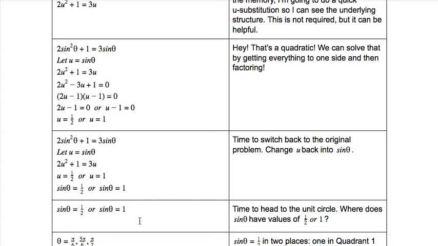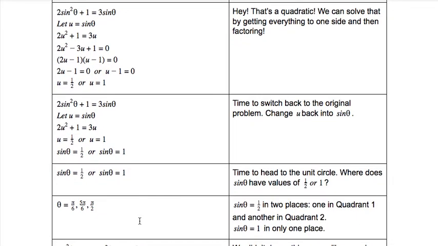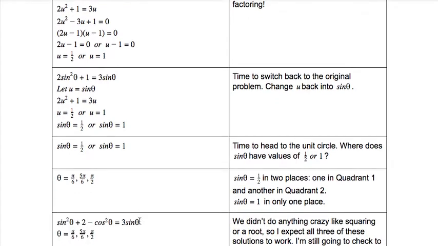So we go to the unit circle. Where would that happen on my unit circle? That would happen at pi over 6, 5 pi over 6, and pi over 2. Again, we didn't do anything crazy. I didn't square, I didn't take a root, I didn't divide or multiply by something strange. This seemed pretty straightforward. I really do expect all 3 of my solutions are going to work. I'm still going to check though. You never know. Better to be safe than sorry.